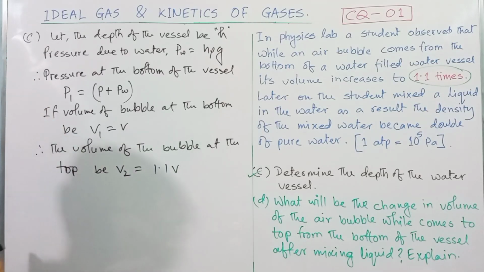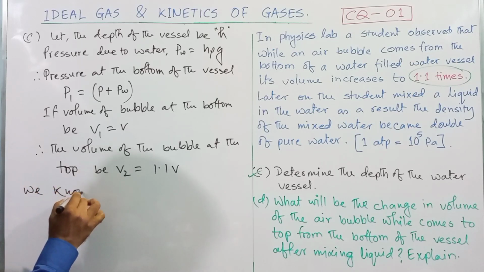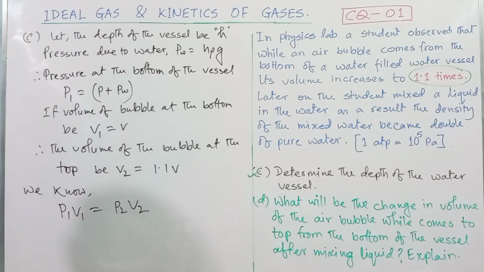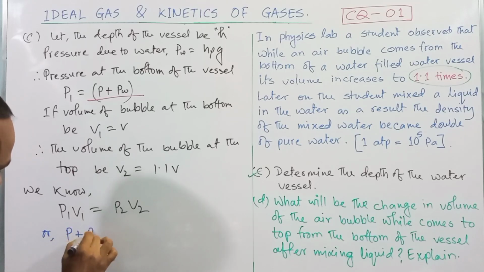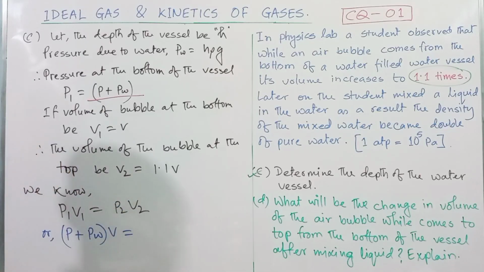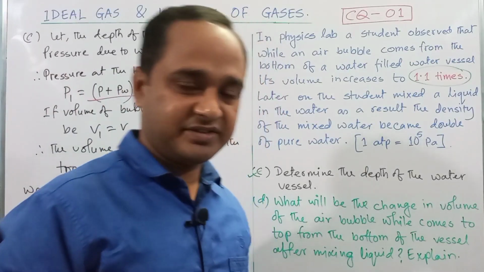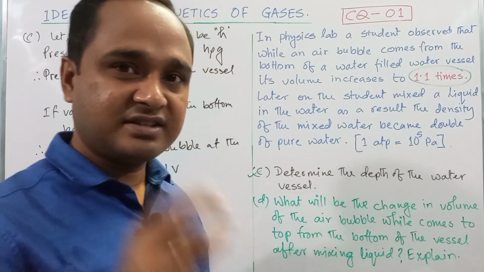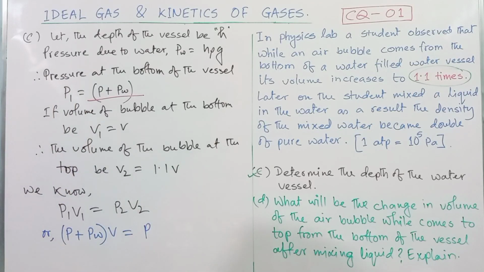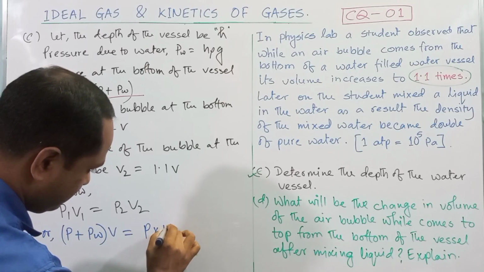So from Boyle's law we can write, we know, P1 V1 = P2 V2. Here the value of P1, that is the pressure at the bottom of the vessel, is P + Pw. So we can write (P + Pw) times V1, meaning V, is equal to P2. P2 means the pressure at the top of the water vessel, and you know at the top of the water vessel pressure is exerted only by air. So it will be P, and V2 means 1.1 V.